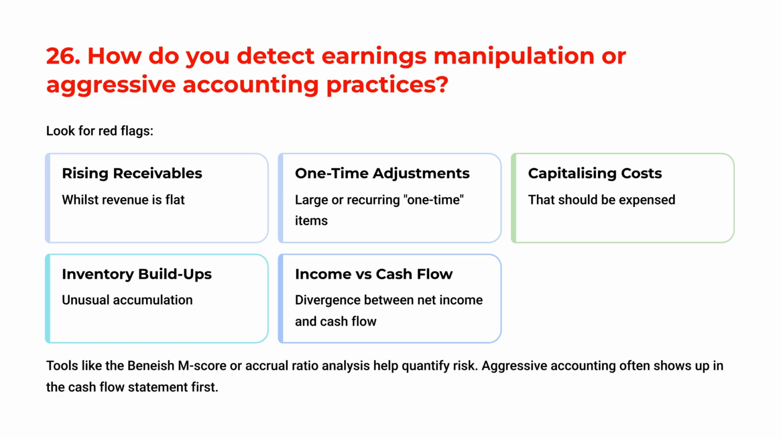How do you detect earnings manipulation or aggressive accounting practices? Look for red flags. Rising receivables while revenue is flat. Large or recurring one-time adjustments. Capitalizing costs that should be expensed. Unusual inventory buildups. Divergence between net income and cash flow. Tools like the Beneish M-score or accrual ratio analysis help quantify risk. Aggressive accounting often shows up in the cash flow statement before it shows up in earnings.